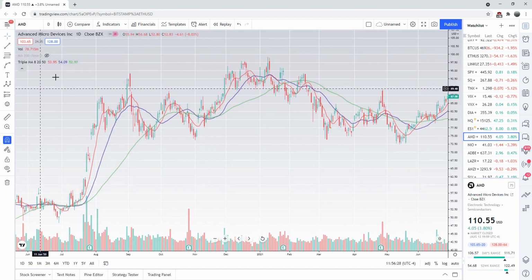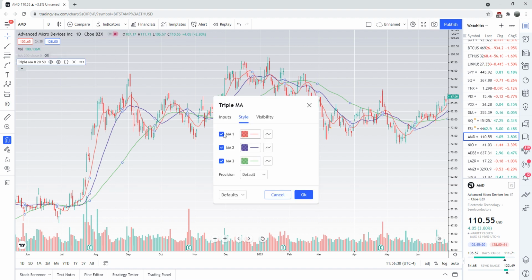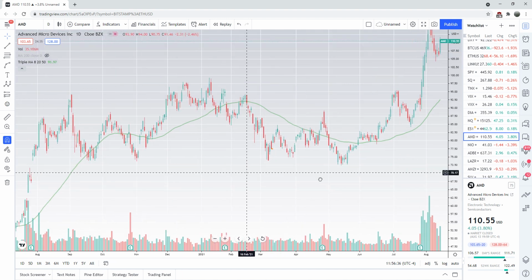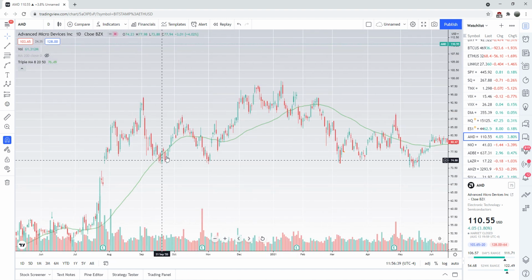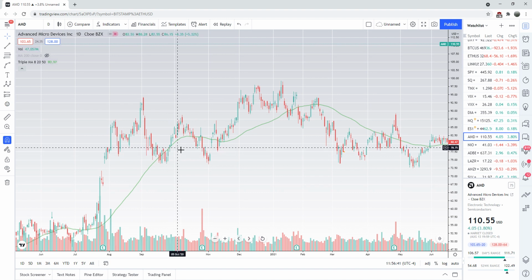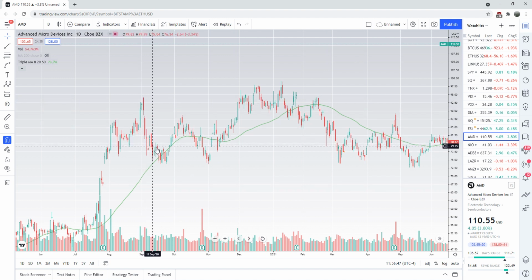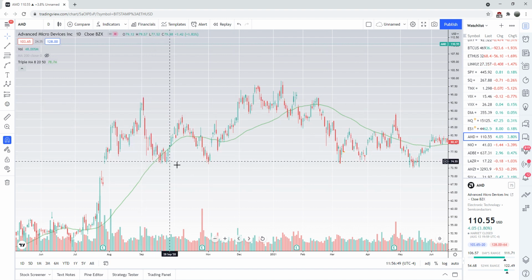I'm going to turn off the 8 and the 20, so we're just going to focus on the 50. The 50 is where I enter. So I'm looking at this trade. Alright, it's below the 50, so I'm going to check it.